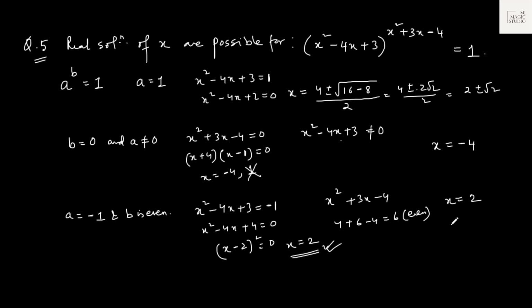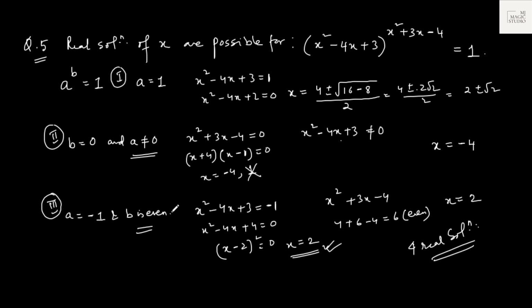x equal to 2 is also one of the values. So here we can see that we have got 4 real solutions of x for which this particular condition is possible. First value is 2 plus root 2. Second is 2 minus root 2. Third is x equal to minus 4. And the fourth one is x equal to 2. 4 real solutions. Nobody is asking what the values are, but we have to calculate these values so that we can check the condition which we are considering. First condition, second condition, third condition. Use logic and do it.